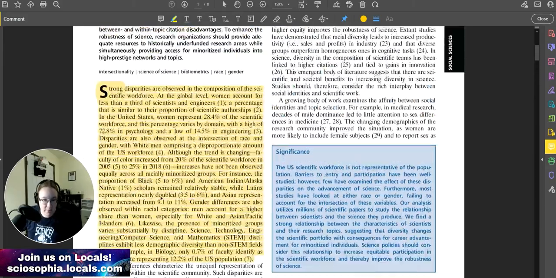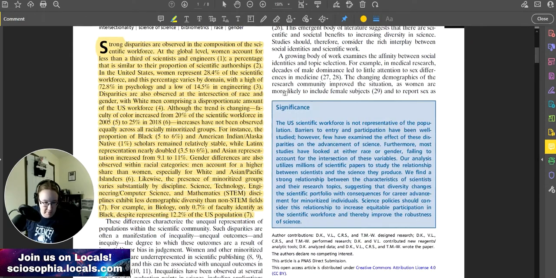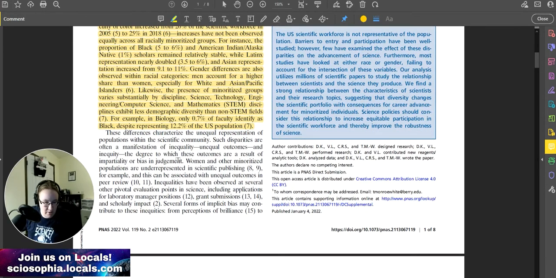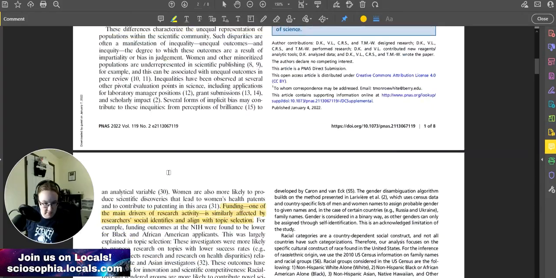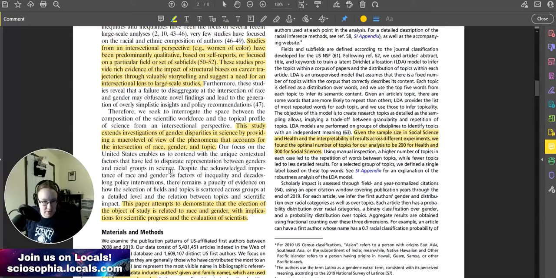Because they talk very extensively up here about systemic discrimination and all these kinds of things, presuming that it is the reason why they see what they're going to see in the data. And we'll get to that in a second.